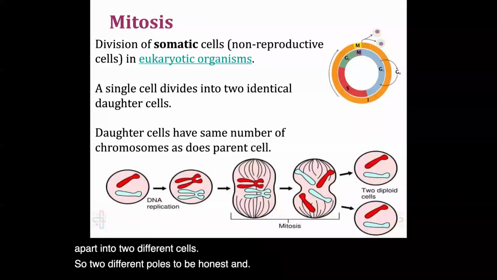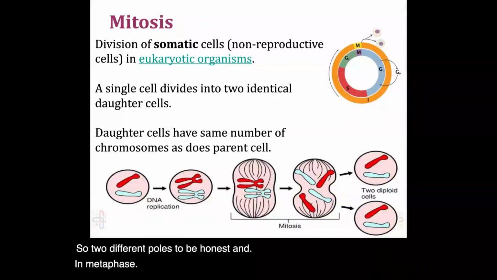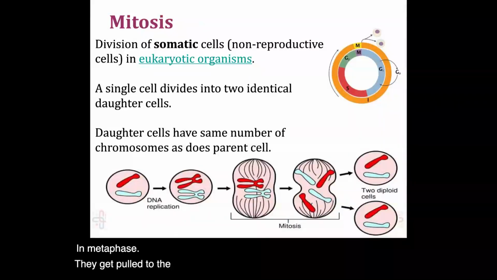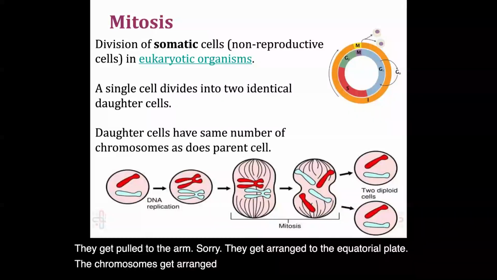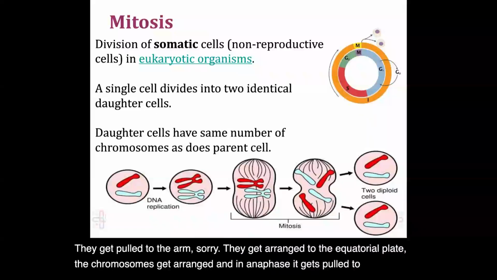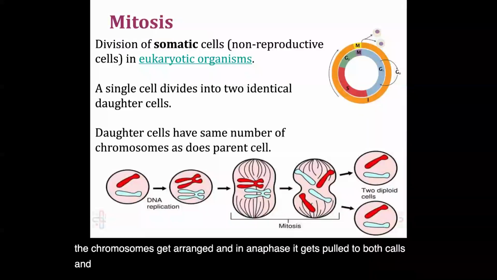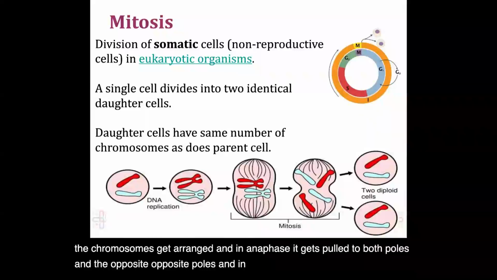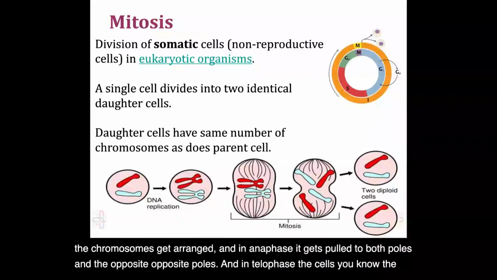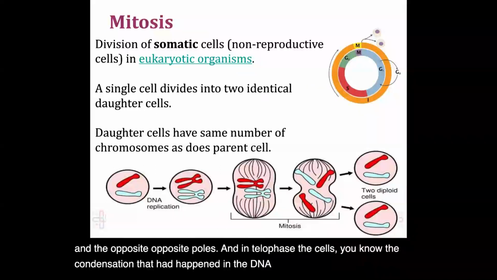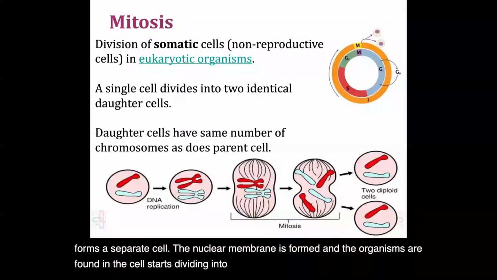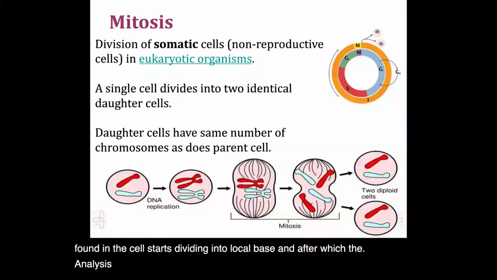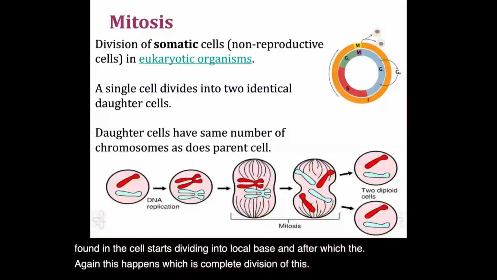In metaphase, the chromosomes get arranged at the equatorial plate, and in anaphase, they get pulled to the opposite poles. In telophase, the condensation that had happened in the DNA reverses, it decondenses, and it forms a separate cell. The nuclear membrane is formed, the organelles are formed, and the cell starts dividing in telophase, after which cytokinesis happens, which is the complete division of the cell. That is all for now.